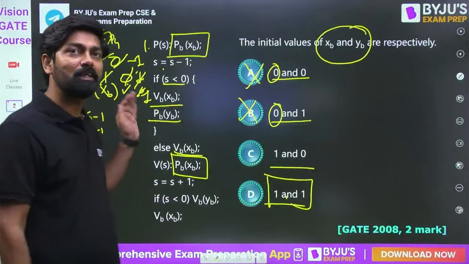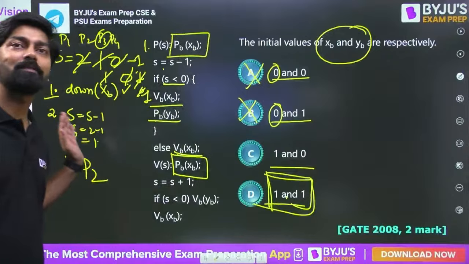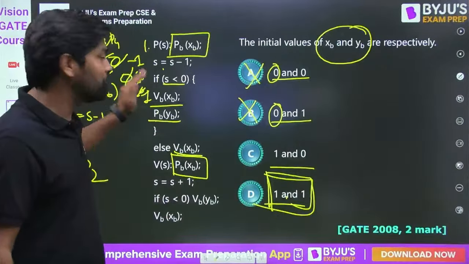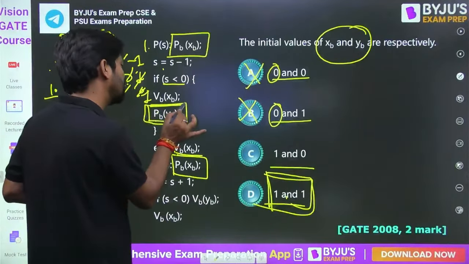So what does it mean? See here, this is not correct. Why? Because if S equals 2, a maximum of 2 processes should be inside the critical section. Are you getting my point? But here P1, P2 and P3 are all inside. Why? Due to this one, due to P(YB).